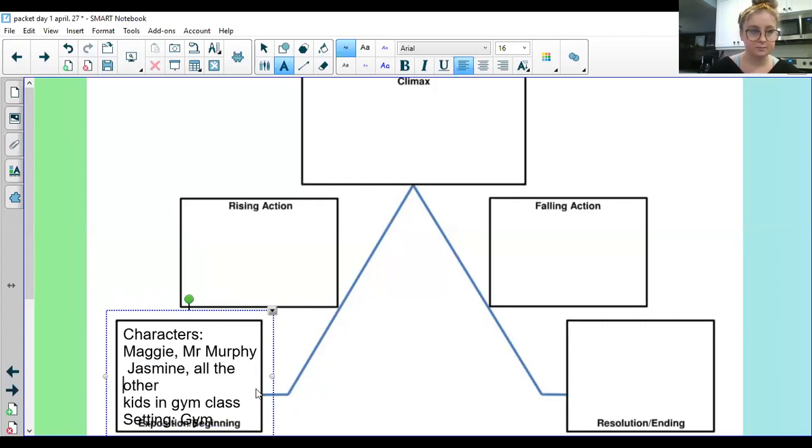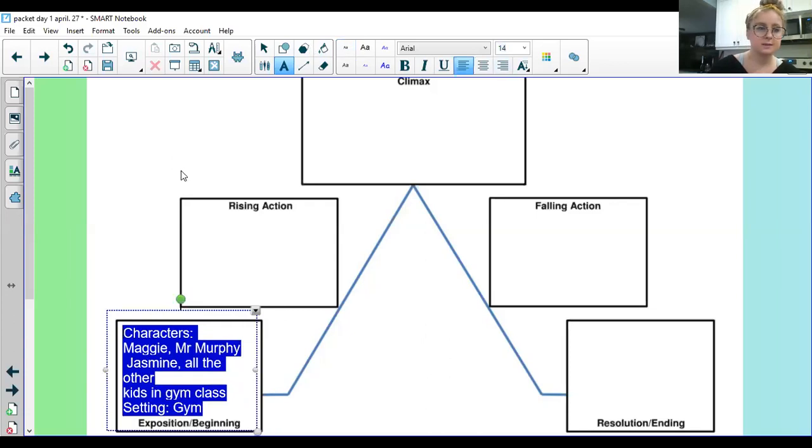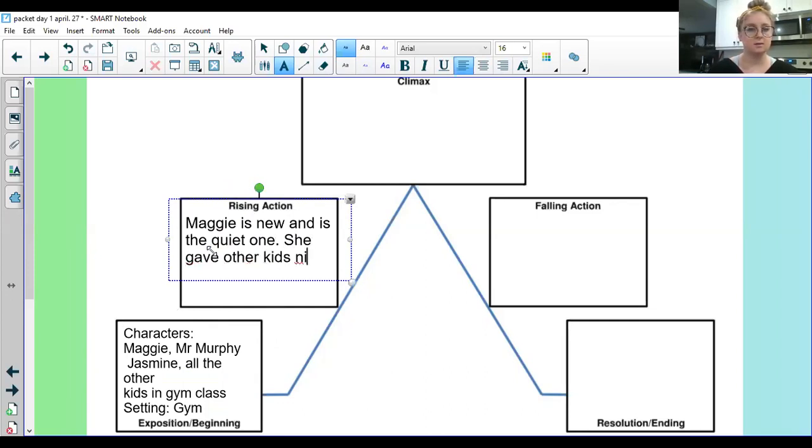And we'll make this a little bit smaller. Remember, our beginning just tells us the setting and the characters. There we go. Perfect. Now, rising action would be where Maggie talks about how she's so quiet and she gave all the other kids nicknames and she's the champion of quiet. Maggie is new and is the quiet one. She gave other kids nicknames to remember.